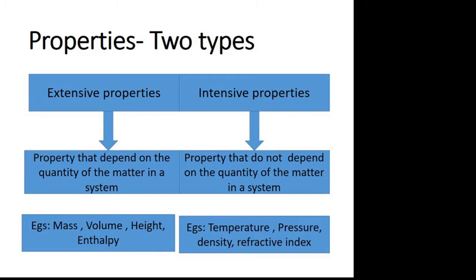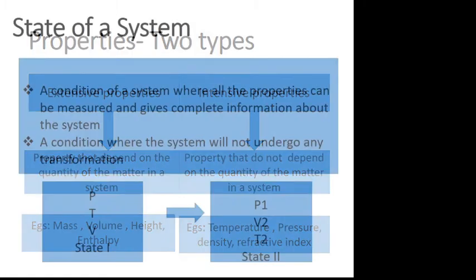Examples of extensive property are mass, volume, height, enthalpy, whereas intensive properties are temperature, pressure, density, refractive index, etc.